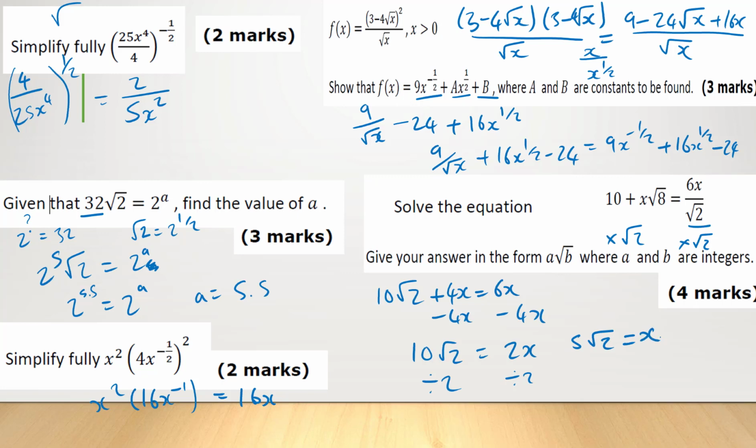So all these skills are essentially basic skills for A-level maths. So these need to be sharp and perfect. Okay.